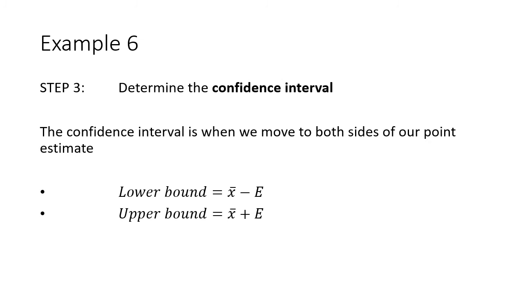Now that I have my margin of error, I can actually build my confidence interval. Again, the confidence interval is just going to both sides of our point estimate. In this case, my point estimate is x bar because I'm dealing with a sample mean, and my sample mean is always x bar. So I'm going to subtract my error and add my error to get my lower bound and my upper bound respectively. So 8.3 minus 1.4 is 6.9, and then 8.3 plus 1.4 is 9.7. So those are my bounds.